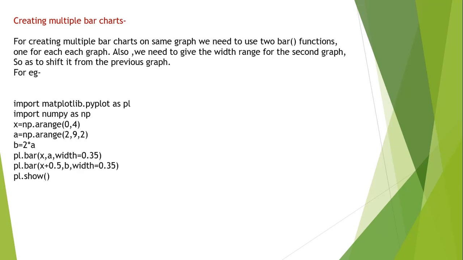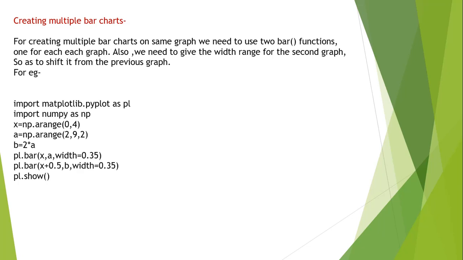And then b is equals to 2 into a. That means you get the double of the values in a. So b will store 2 into 2 is equals to 4, 4 into 2 is equals to 8, 6 into 2 is equals to 12 and 8 into 2 is equals to 16. So let's see: pl.bar(x, a, width=0.35), pl.bar(x+0.5, b, width=0.35) and pl.show().